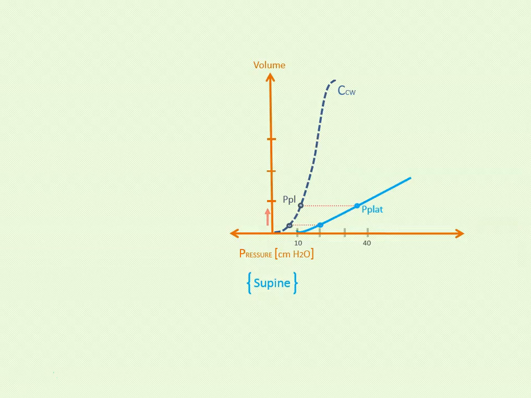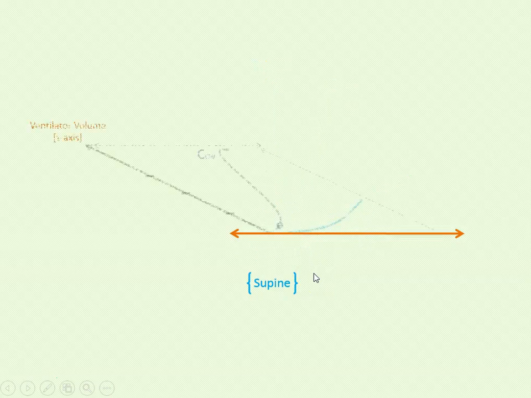So here's the synthesis of these two diagrams. This is in the supine position. This is the breath that we just saw with the distending pressures in the red dotted lines there. And we're going to shift this down into the z-axis.